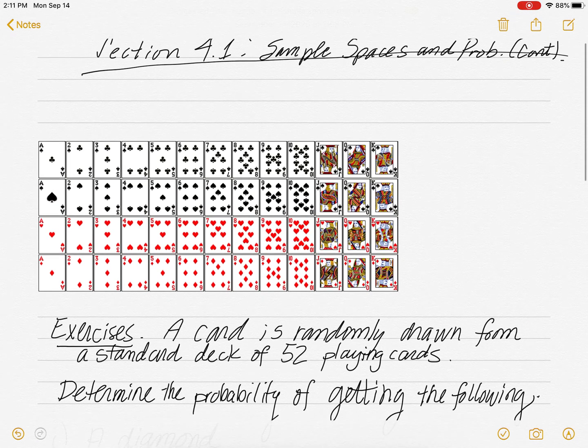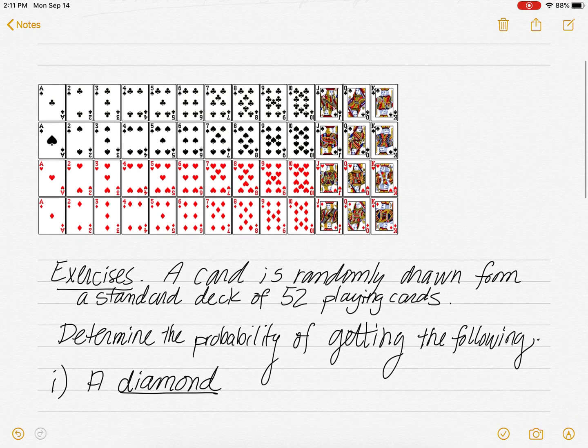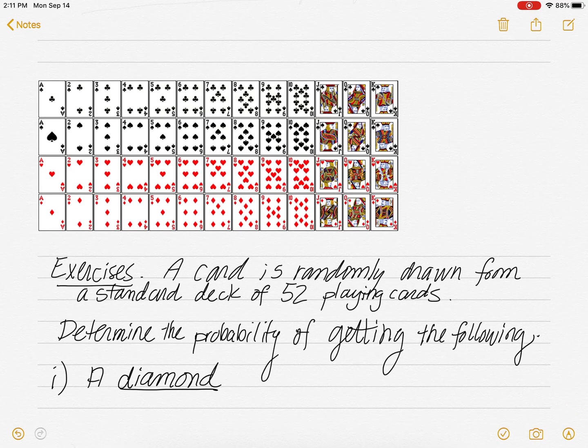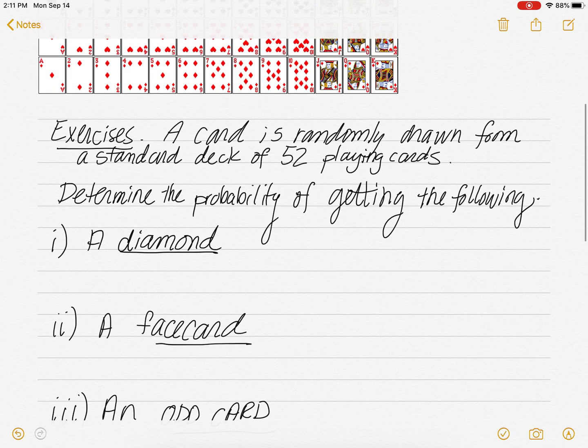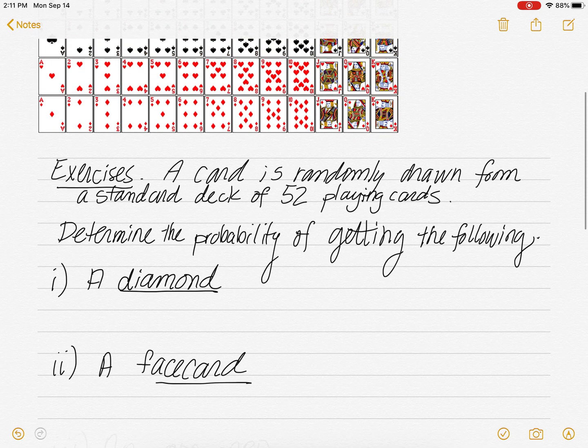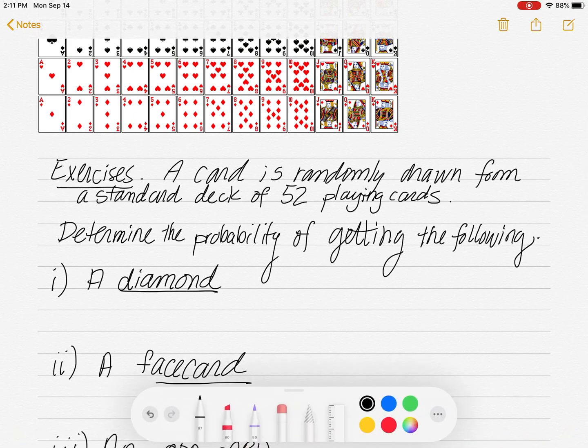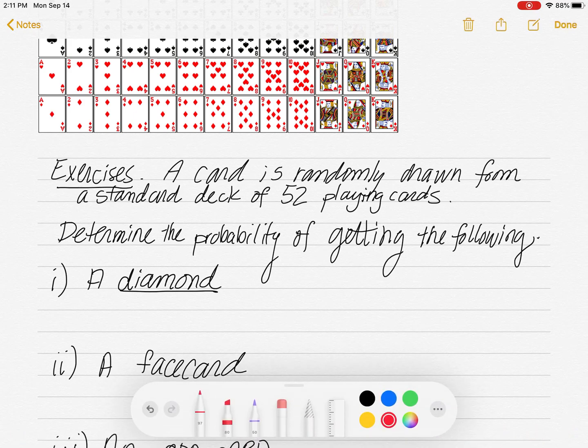So we want to do some exercises where we calculate probabilities of drawing a card from a deck. So here's the problem. A card is randomly drawn from a standard deck of 52 playing cards. Determine the probability of getting the following. So first of all, what's the probability of getting a diamond? That's what we want to figure out. Let's write down the probability of getting a diamond.